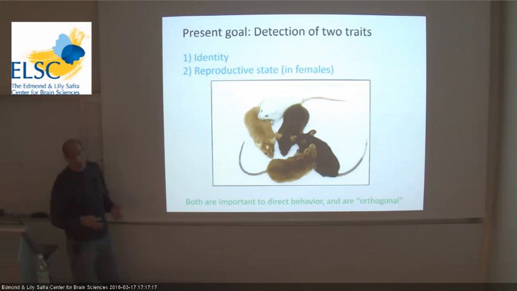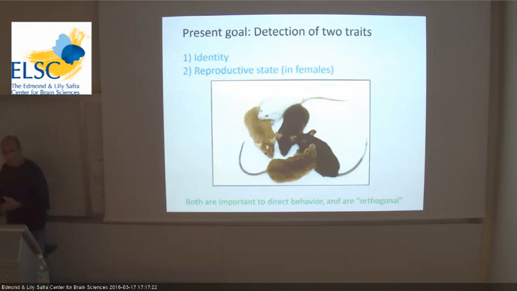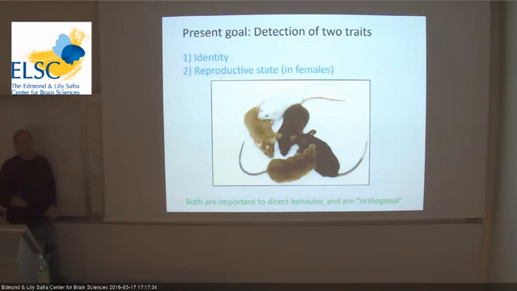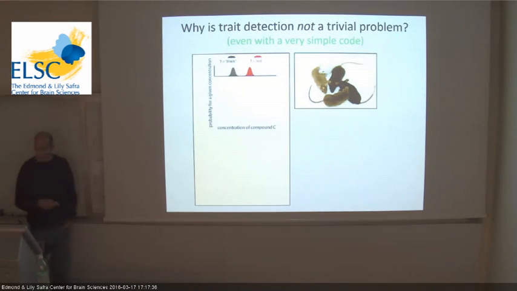Both are important to direct behavior, and I think of these as two orthogonal properties, traits, because for any individual, a female can be in one of the two states, right? And so having one trait does not give you any information about the other trait necessarily.